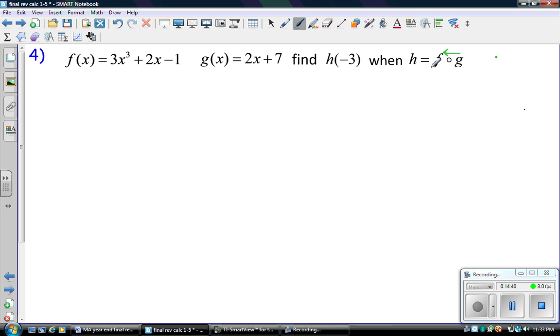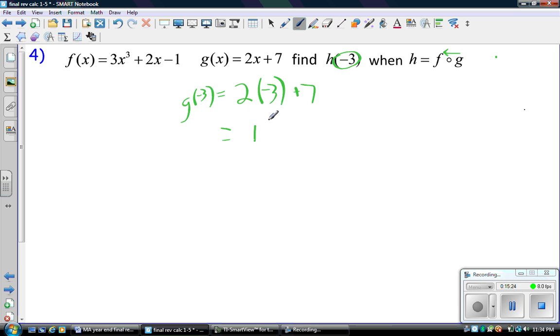So h of negative 3 means plug negative 3 into the G machine, and then take that result and plug that into the F machine. Because you read it right to left, if I plug -3 into the G machine, this is like doing G of -3. Conveniently, that's -6 plus 7, that's 1. That is the result of the G machine.